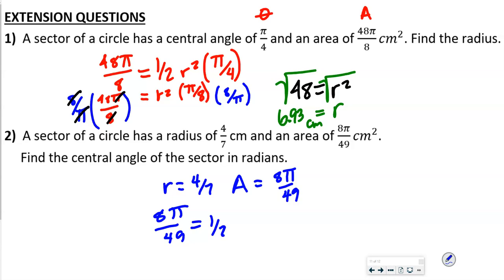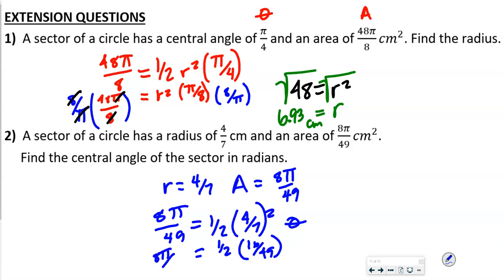1/2 of 4/7 squared times our theta. We're looking for theta, right? So 4/7 squared is going to be 16 over 49. 1/2 of that. So half of 16 would be 8, right? So this is equal to still our 8 pi over 49.